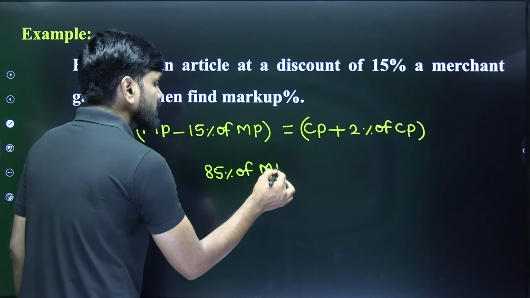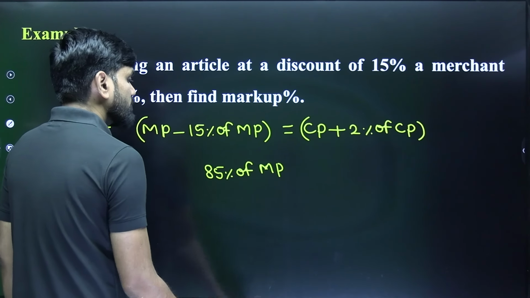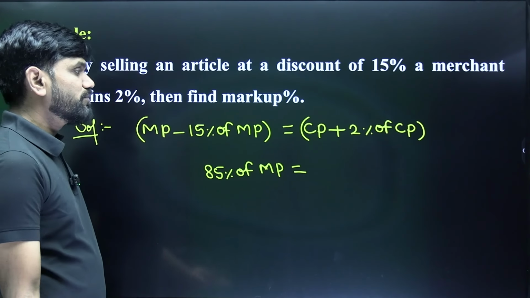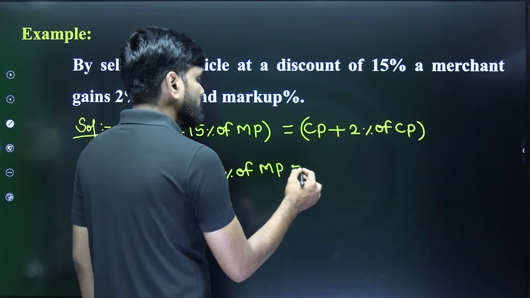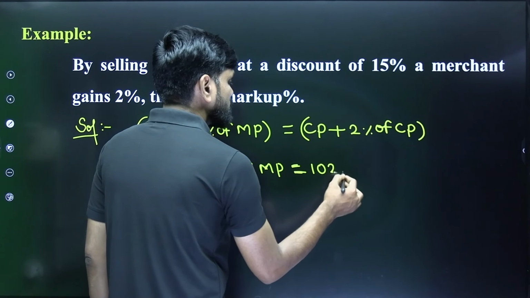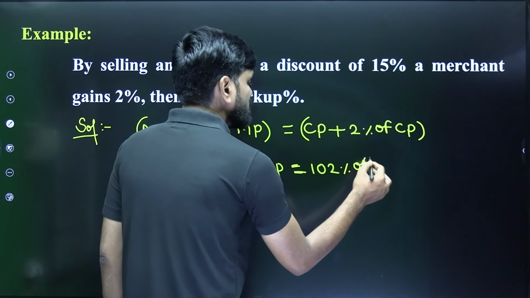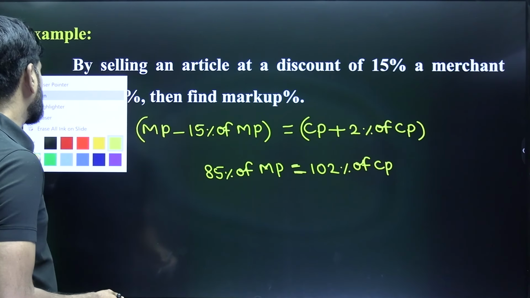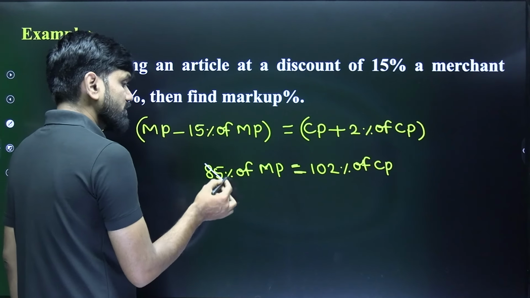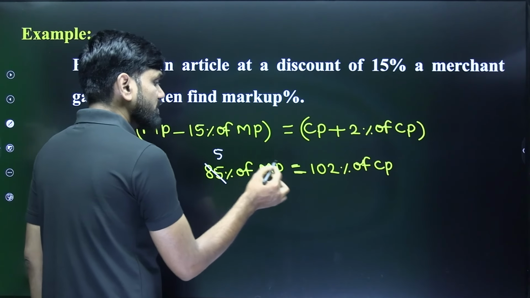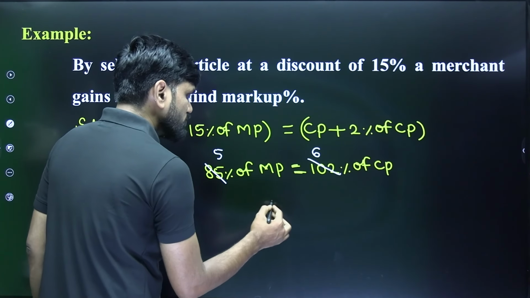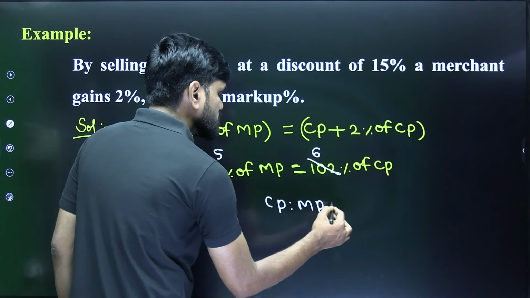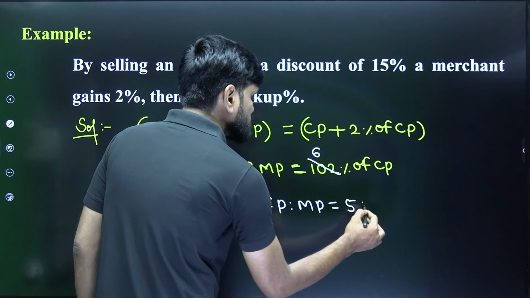85% of the market price is equal to 102% of cost price. Now go for cancellation over here. That gives you the ratio of CP and MP. So 17.5s are 17.6. That gives you the ratio of CP and MP. So what is the ratio of cost price and market price? That is equal to 5:6.